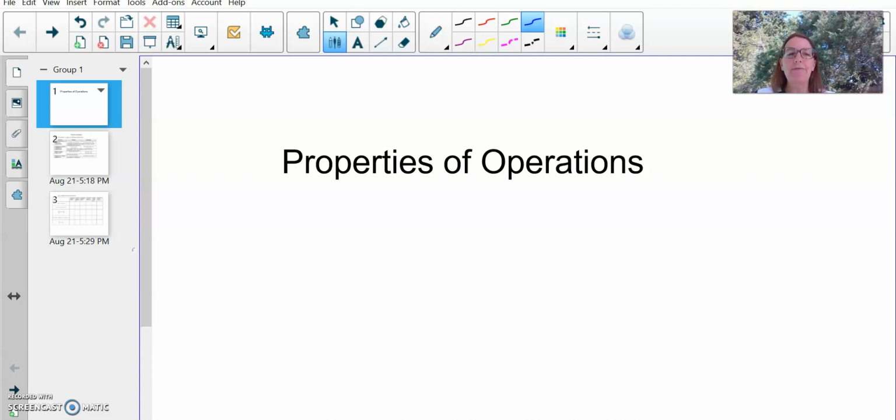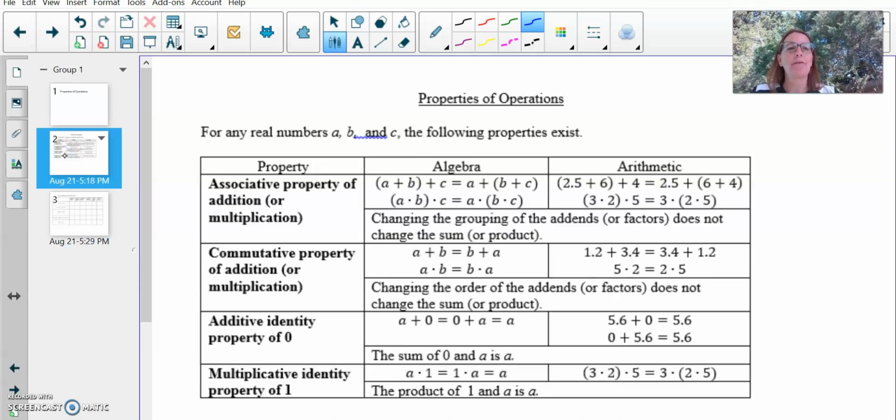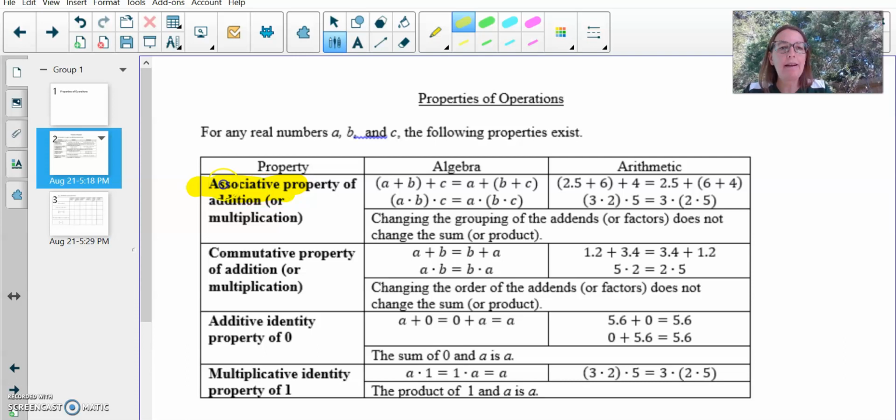Hi everyone. In this video, we will look at the different properties of operations. So there is the associative property of addition. The associative property is when you're adding three numbers together or multiplying three numbers together. If you add the first two numbers and then the third number, it's the same as adding the last two numbers and then the first number. So changing the grouping of the addends or the factors does not change the sum.